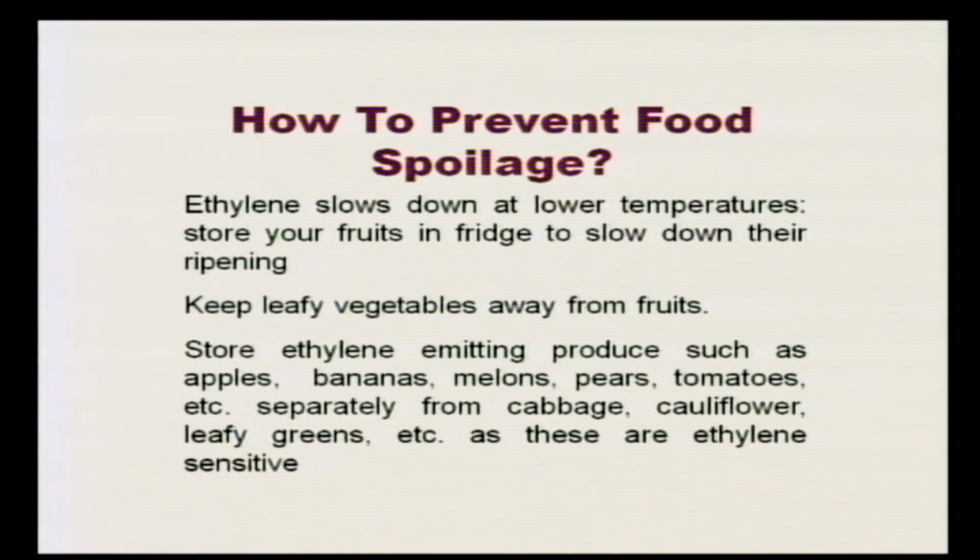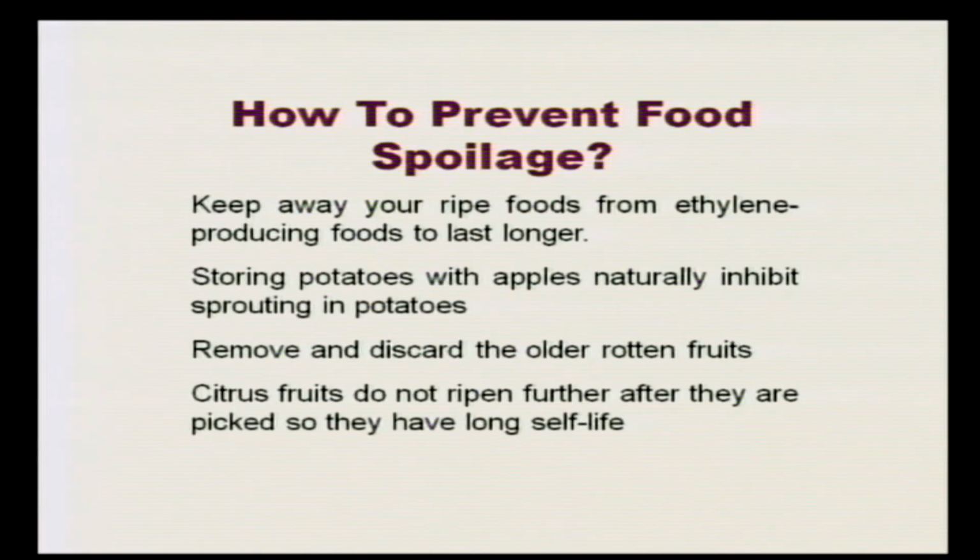Second point, keep leafy vegetables away from fruits. Why? We have explained, they have a high respiration rate. They will produce more ethylene as compared to fruits. So store ethylene-emitting produce such as apples, bananas and melons separate from cabbage, cauliflower and leafy vegetables, as they are ethylene sensitive. Keep your ripe foods away from ethylene-producing foods to last longer. Storing potatoes with apples will naturally inhibit sprouting in the potatoes. Remove and discard the older rotten fruits. Citrus fruits do not ripen further after they are picked, so they have a longer shelf life.